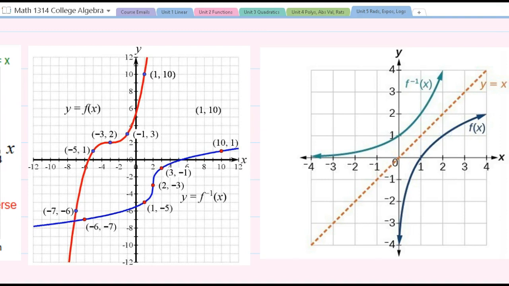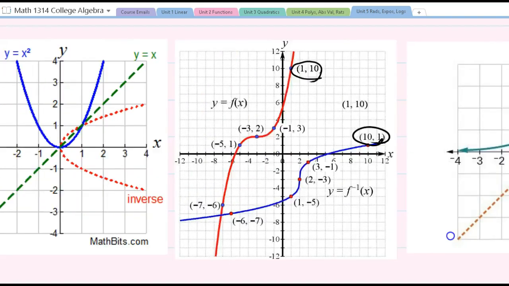Here are a couple more that are inverses of each other. We can see the red one. Notice I said that another thing you could do is pick some points of your graph and then switch them around, and then you'll get your inverse graph. Same thing is happening over here. We're going to come back to this graph in just a second.